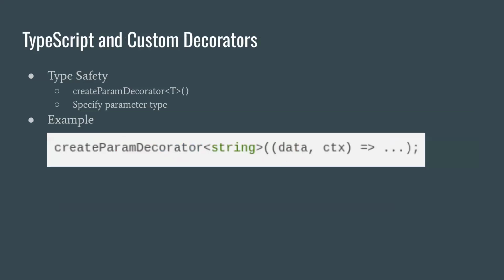In TypeScript, you can enforce type safety when creating custom decorators. The createParamDecorator function is generic, which means it allows you to specify the type of the data parameter. This ensures that your decorator behaves as expected and integrates well with the TypeScript type system. By doing this, you can avoid runtime errors and make your code more robust.